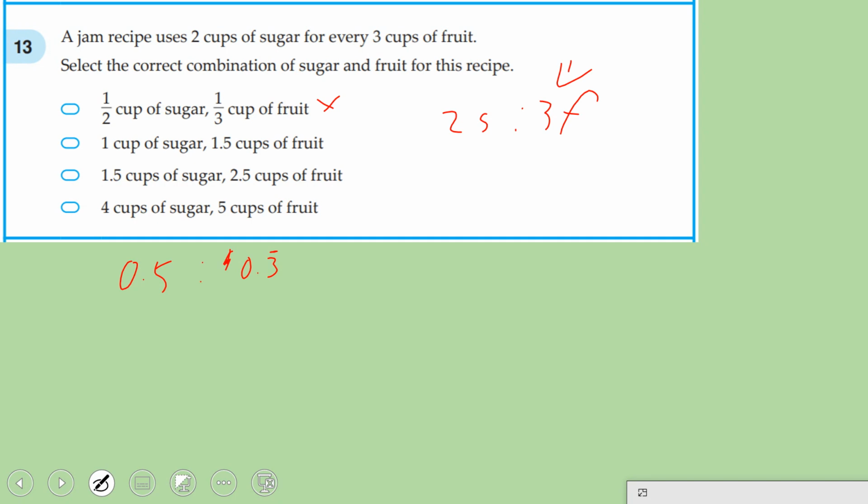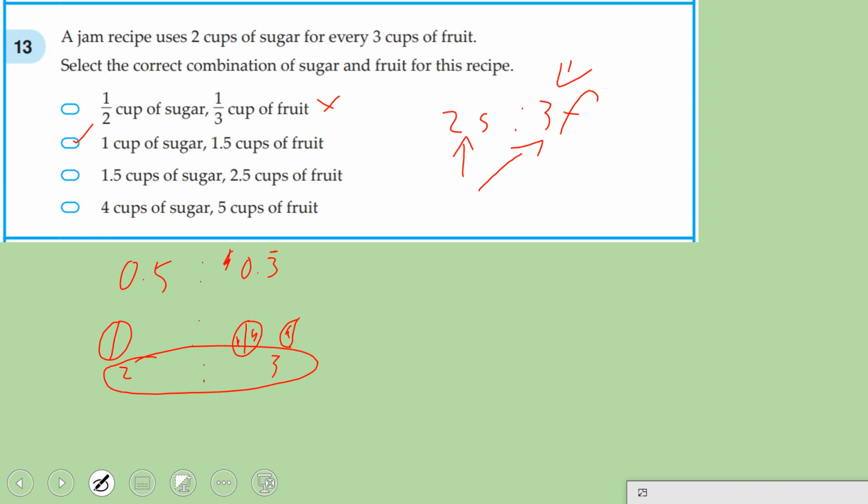Now, 1 and 1.5 cups, if you're able to realize that this is what 1 cup looks like, and this is what 1.5 looks like, this actually tells you that for every 2 halves you have 3 halves, which is exactly what we've got up here, 2 to 3. So that's the right answer there.